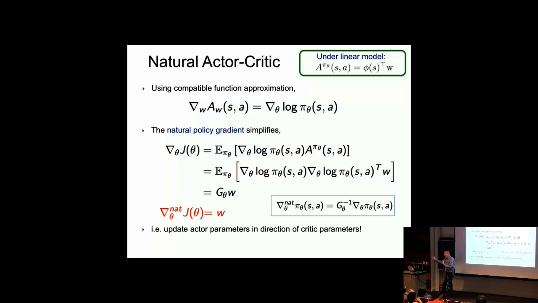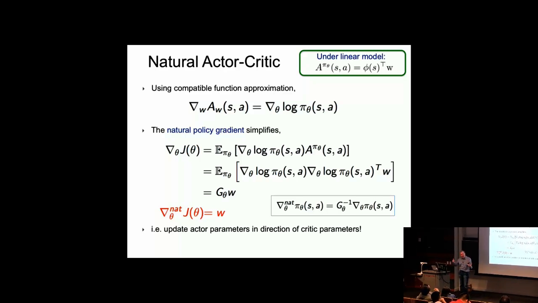So we get a lot out of this shared linear dependence of pi and the value function on the same feature vector describing S and A. And this is one of the things we get out of that.